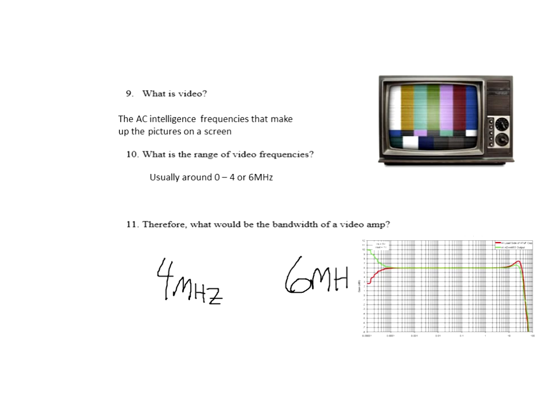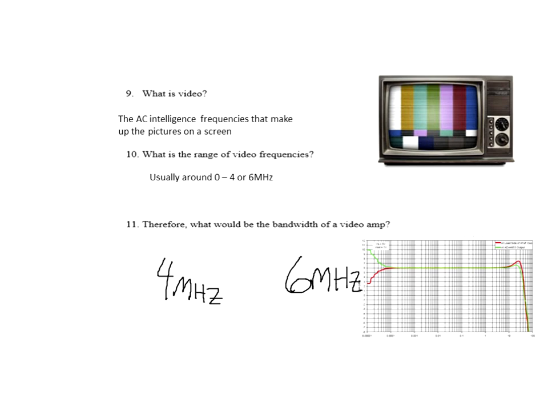These are the intelligence frequencies that we need to make things that we can see on a screen. These are the intelligence frequencies for video amps. You will see video amps in televisions. You will see video amps in radar sets, because radar sets actually have a television screen associated with them.